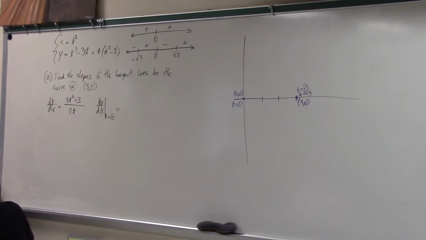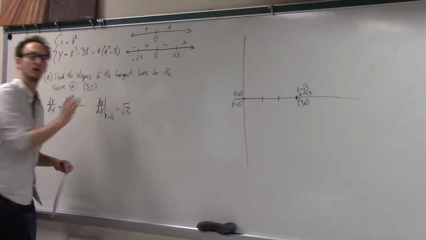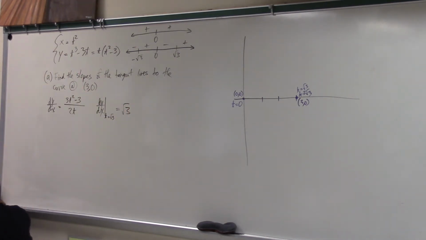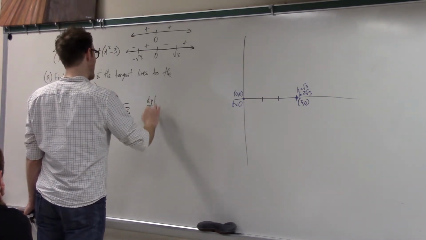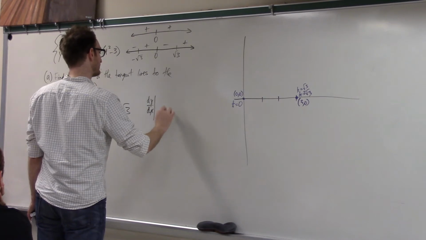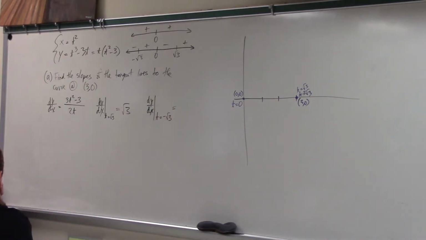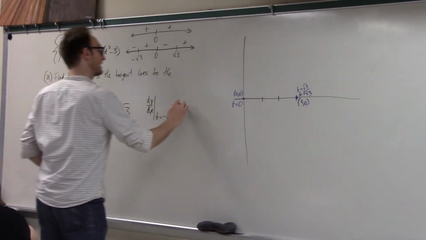Root 3. Oh, yeah. Yep. Depending on your arithmetic speed, plug in root 3, squared is 3, times 3 is 9, 9 minus 3 is 6, 6 over 2 root 3 is just 3 over root 3, 3 over root 3 is just root 3. Are we cool? Yeah. Yay! All right, what is dy dx at t equals negative root 3? Negative root 3. Yeah, I think it's just the exact same thing except the bottom will be negative now, right? So this is just going to be negative root 3.